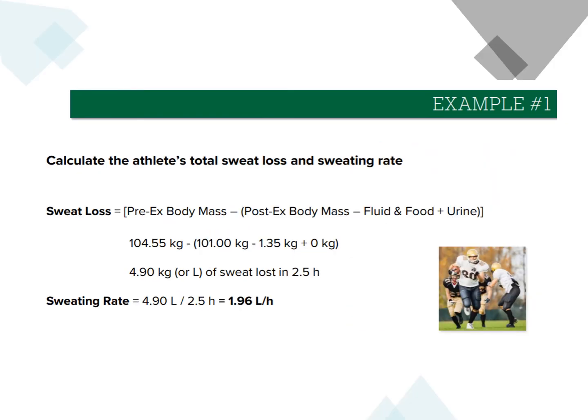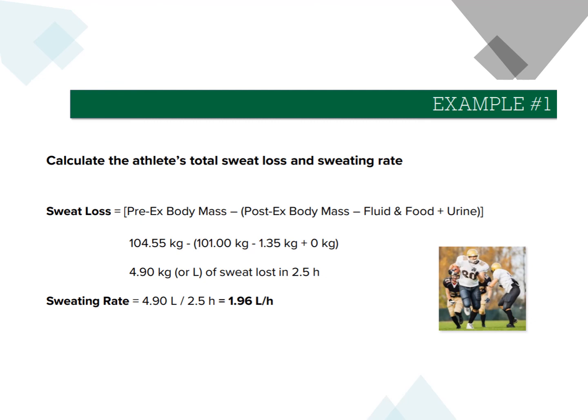So to get this athlete's total sweat loss and sweat rate, we plug in those values. Starting weight of 104.55, post-exercise of 101, minus the fluid and food consumed, which would be at 1.35, and no urine, so that would be a 0. So what we end up having is 4.9 kgs of sweat lost in 2.5 hours.